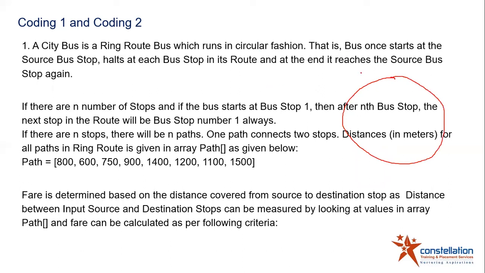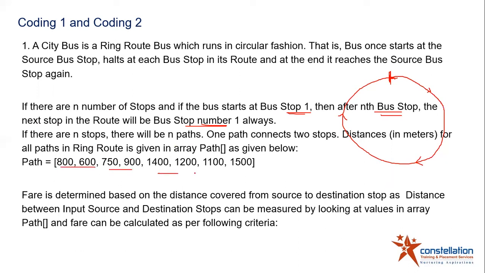Okay, so now we have made it circular in fashion, and the bus starts at the source bus stop, halts at each bus stop in its route, and at the end it reaches the source bus stop again. So it starts from here, it will travel all the way, and will reach here again. Okay, this is what it is saying. So if there are n number of stops and if the bus starts at bus stop 1, then after the nth stop, the next stop in the route will be bus stop 1 always. Fine. If there are n stops, there will be n paths.